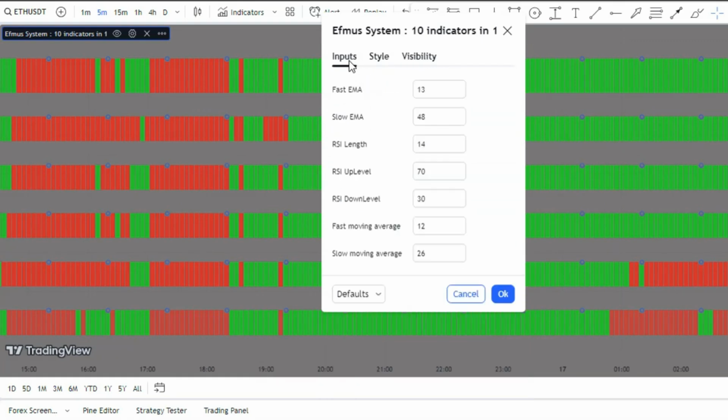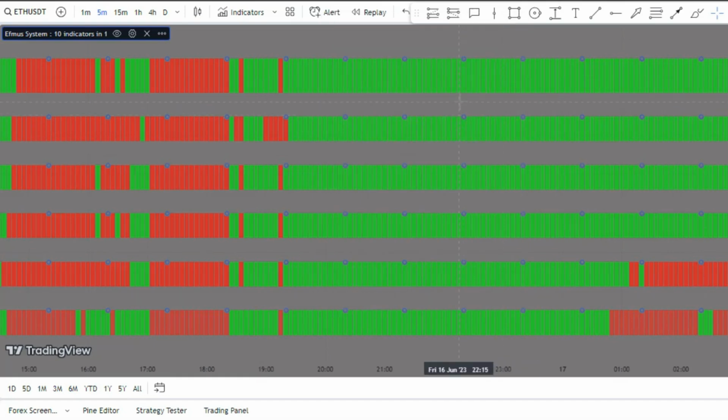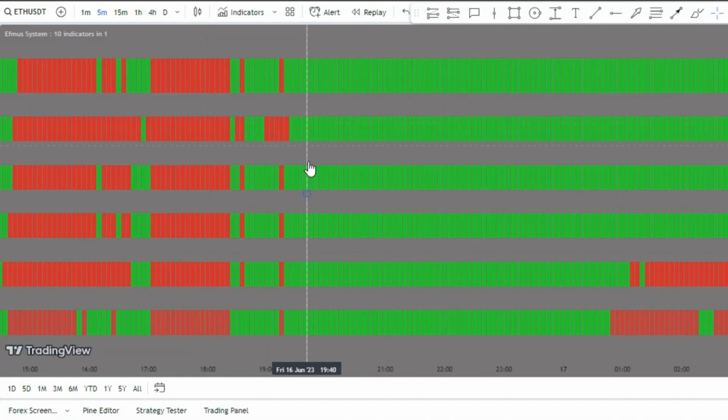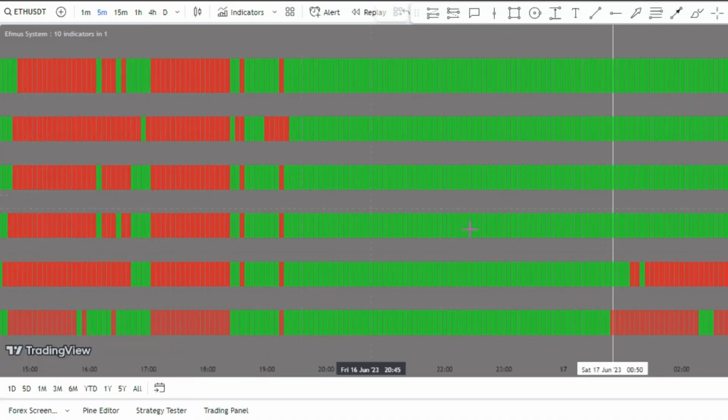The settings for the input section should be left on the default settings. So when using this indicator, when all the lines are green, the long-term market trend is bullish. And when all the lines are red, the long-term market trend is bearish. Note that to confirm signals, even if one line has a different color, the signal isn't confirmed.